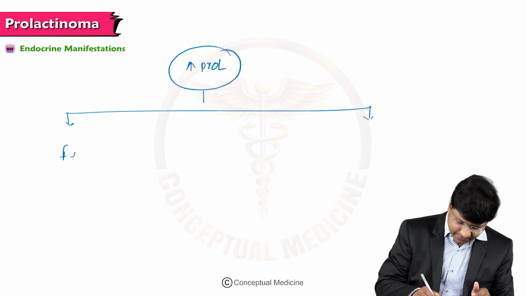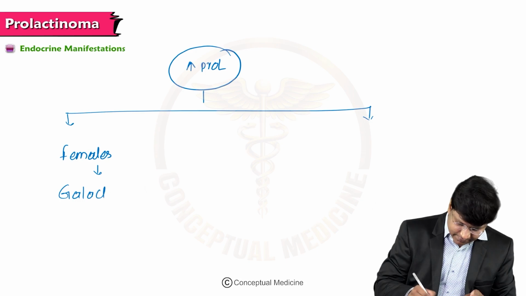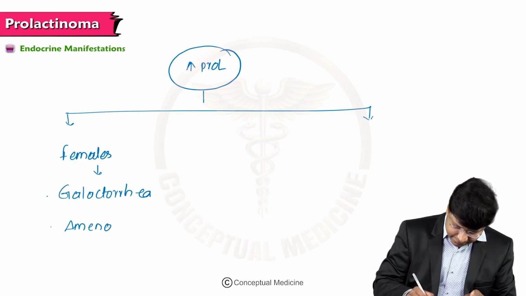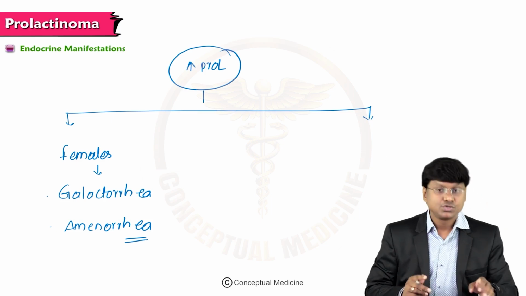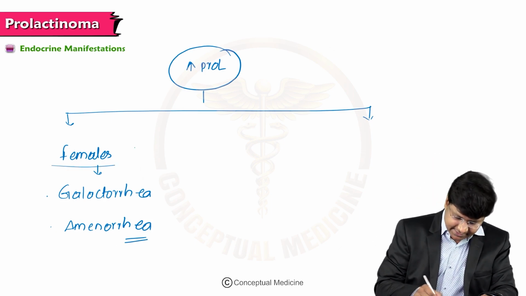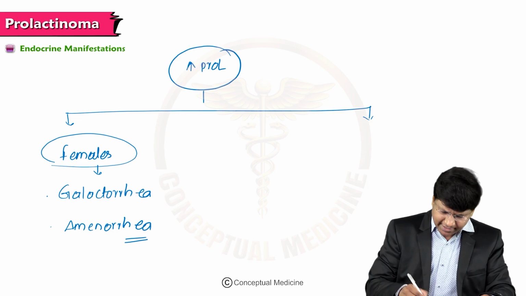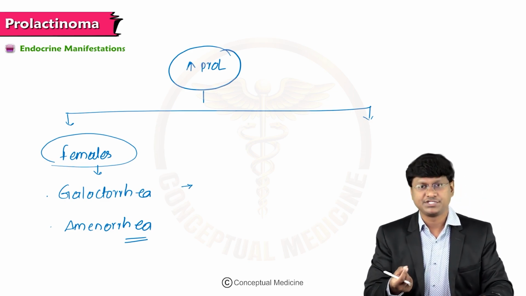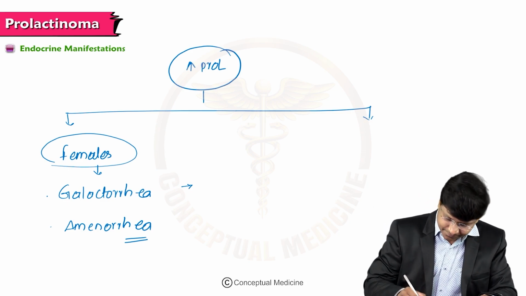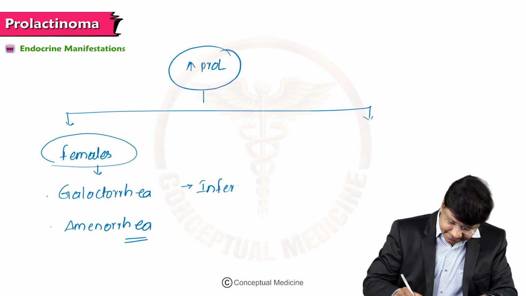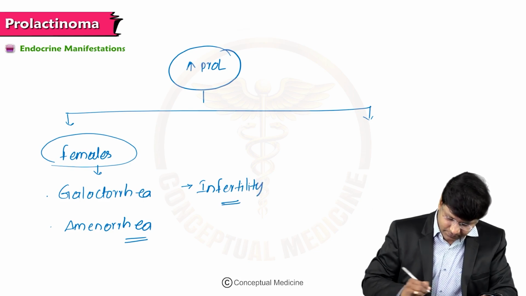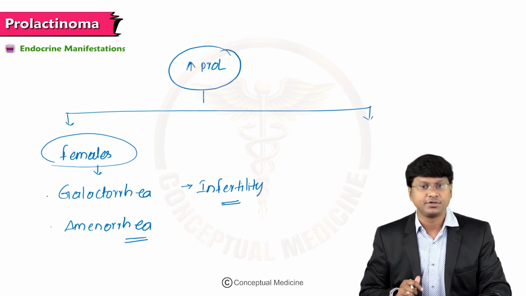So, in females, what will be the manifestations? In females, the manifestations include galactorrhea and amenorrhea. So galactorrhea, amenorrhea, that is the clinical presentation in females if there is hyperprolactinemia. And not only that, there is also inhibition of ovulation. Because of the inhibition of ovulation, the individual will have infertility.